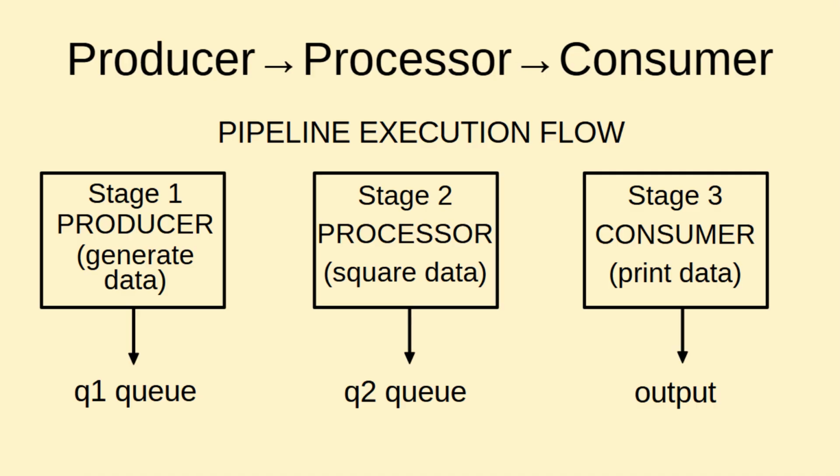This program implements a simple 3-stage pipeline using threads. The pipeline is divided into 3 stages: producer, processor, and consumer. The producer generates integer values from 1 to 5 and stores them in the first queue, Q1. The processor takes values from Q1, performs a computation, in this case squaring the number, and stores the result in a second queue, Q2. Finally, the consumer reads the values from Q2 and prints them as output.